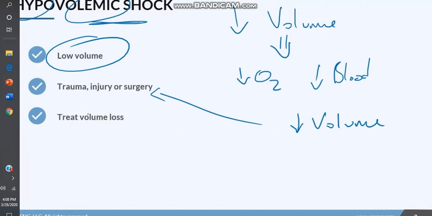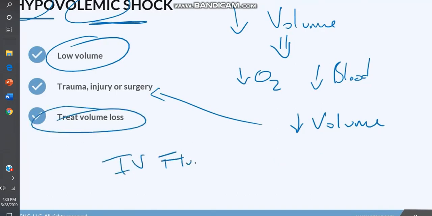So the best way to do this is to treat the volume loss. You're going to do this through IV fluids or blood transfusions, right? But the thing is, you have to find the cause of the hypovolemia so you can stop the bleeding and then you can treat the volume. So now let's take a look at cardiogenic shock.